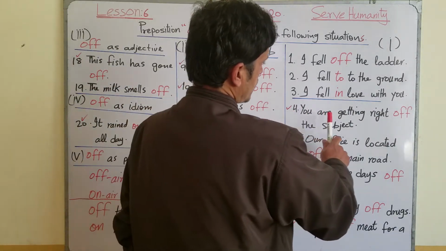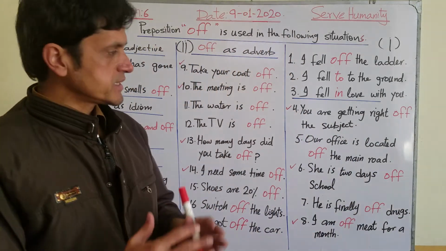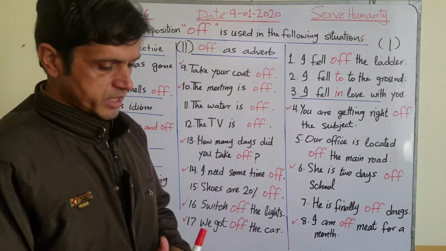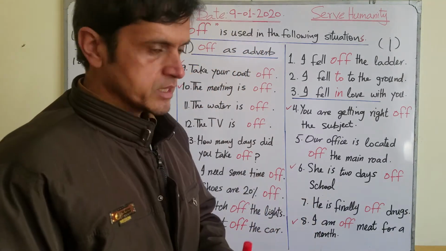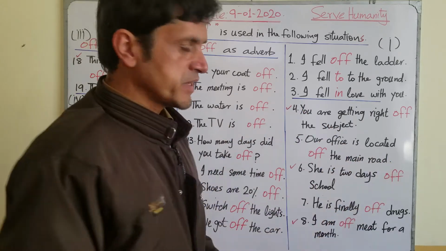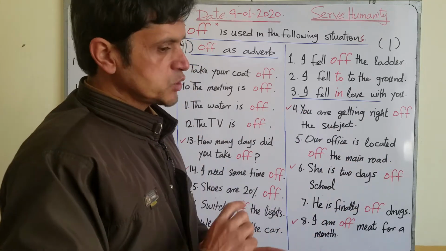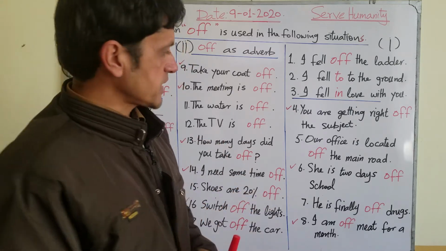Number four, you are getting right off the subject. For example, if you are discussing a topic and you start talking about something else irrelevant, you can say that you are getting right off the subject. It means that you are leaving your main subject.